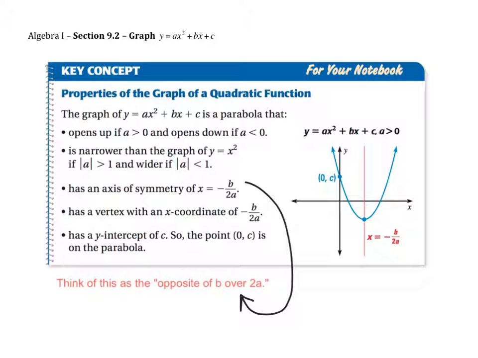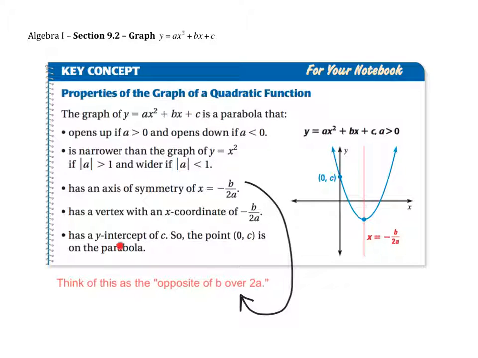The vertex is always on the axis of symmetry. So if you're looking for the x value of the vertex, after you find your axis of symmetry by doing negative b over 2a, that value is your x value of the vertex. Once you know that, you would take that number and plug it back into your equation and find the corresponding y value. So you find the axis of symmetry by doing negative b over 2a, and you find the x coordinate of your vertex by doing negative b over 2a.